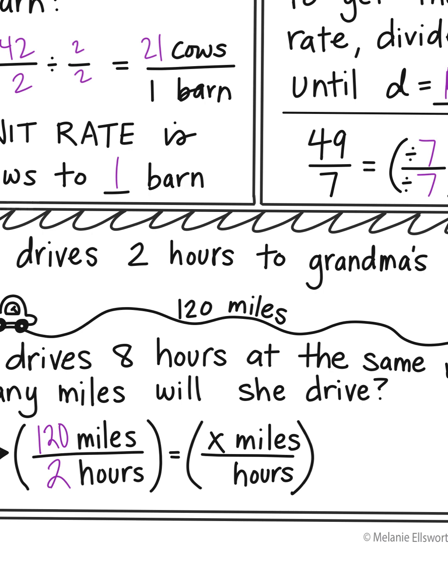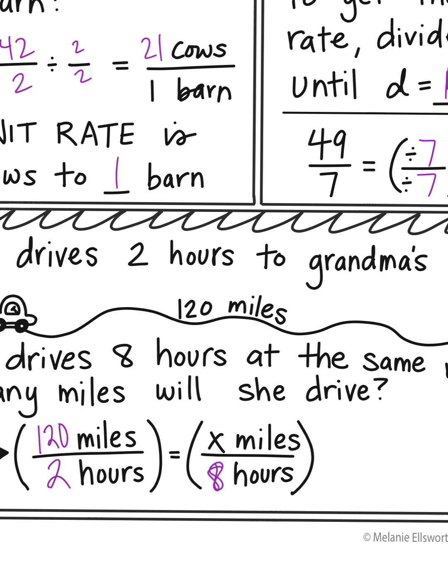So if it says that she drives 8 hours at the same rate, we want to know how many miles will she drive. Question? Why is there no one in the car? Because it is in the parking lot, in the driveway. It hasn't left yet. Okay, so we are trying to drive for 8 hours. If she drives to her grandma's house, it takes her 2 hours to get there, and she is able to travel 120 miles. Well, then how many miles could she travel if she actually drove 8 hours instead?